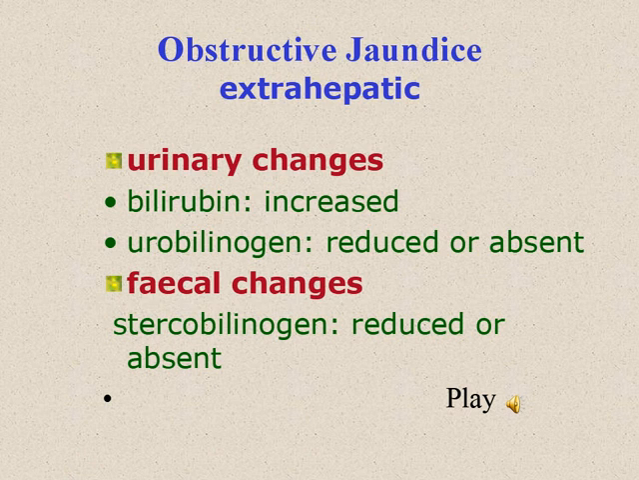Hepatic jaundice and the urinary changes. We already discussed: bilirubin, bile pigment increases, urobilinogen is produced in incomplete obstruction, and in complete obstruction, urobilinogen is completely absent. And also fecal changes: stercobilinogen is produced in incomplete obstruction, and is completely absent in complete obstruction.